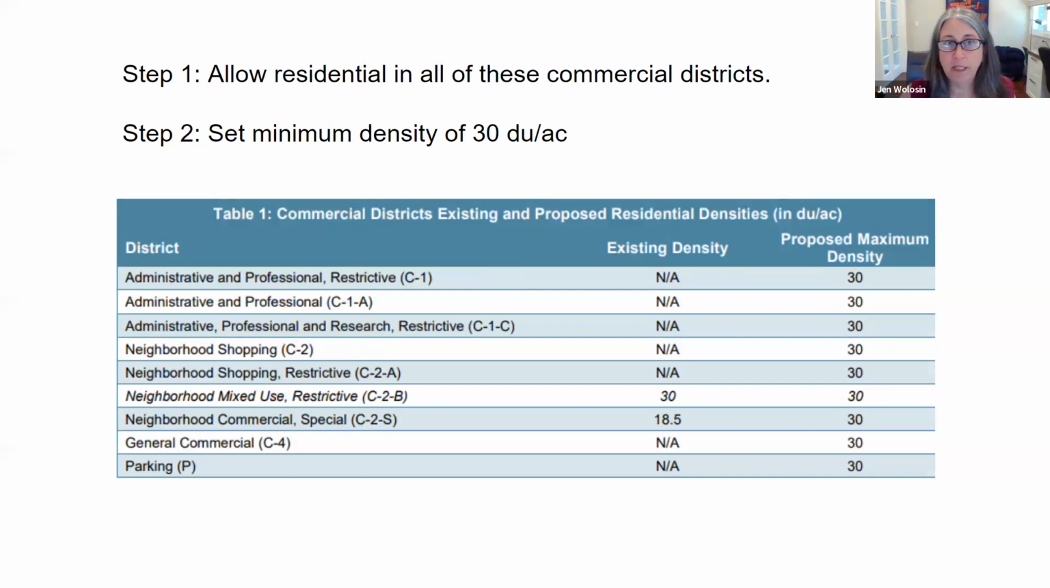So one of the first things we need to do with our commercial districts, for the commitments that we've already made in the housing element, is to allow these commercial districts to have residential. Currently, what this chart is showing is that most of these different zoning districts that have a commercial designation do not even allow any residential. So we first have to allow it, and we have to allow it at a minimum of 30 units an acre for all development.